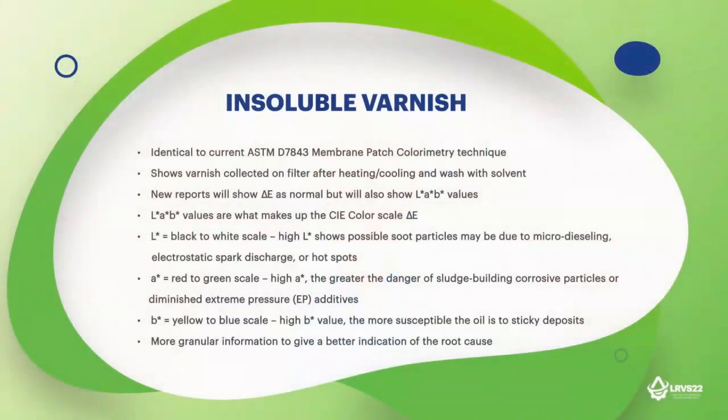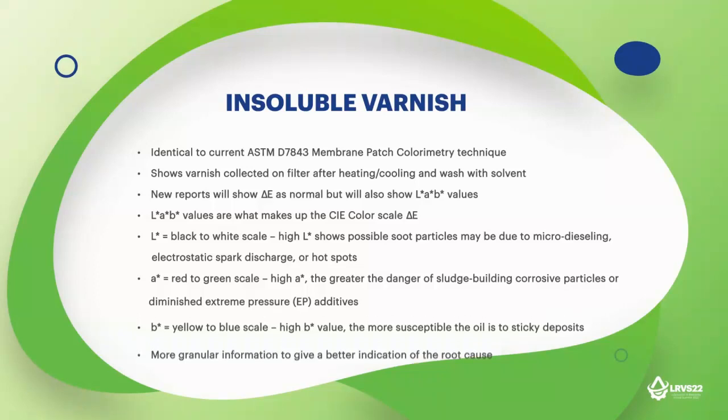Your B value is going to be on your yellow to blue scale. So a high B value indicates that the oil is more susceptible to sticky deposits, and it gives more granular information for a better indication of root cause. So you might see some gummy-like, orange-like tinge to the MPC. That can be an indication that your oil is susceptible to sticky varnish formations.